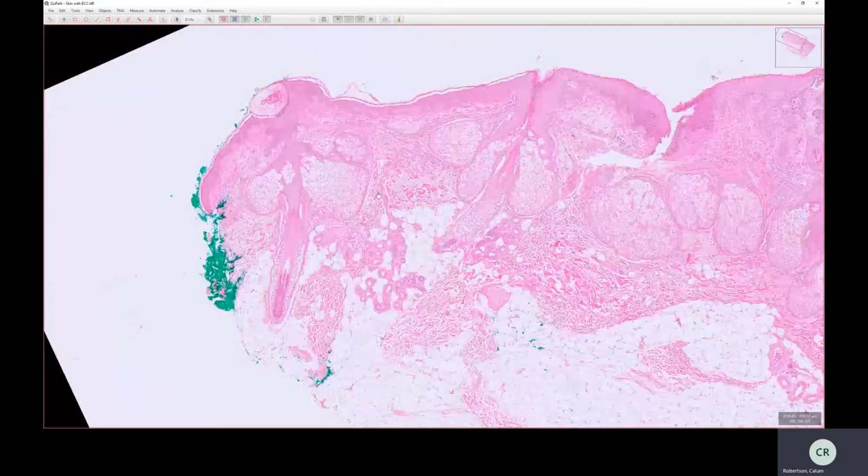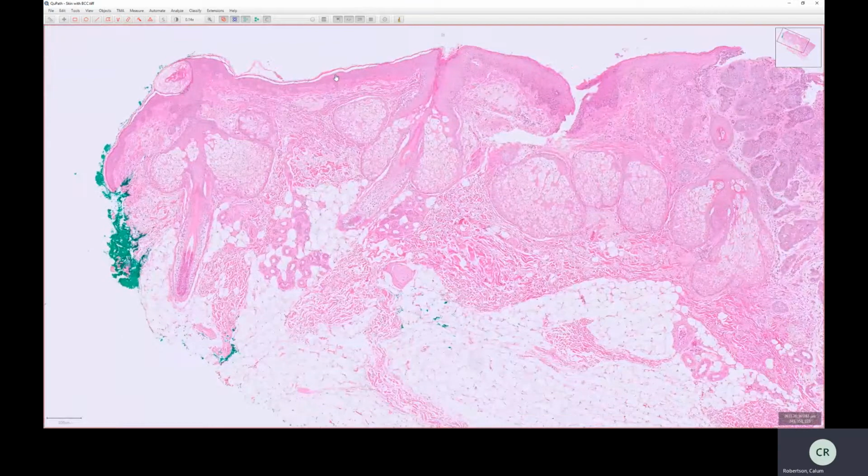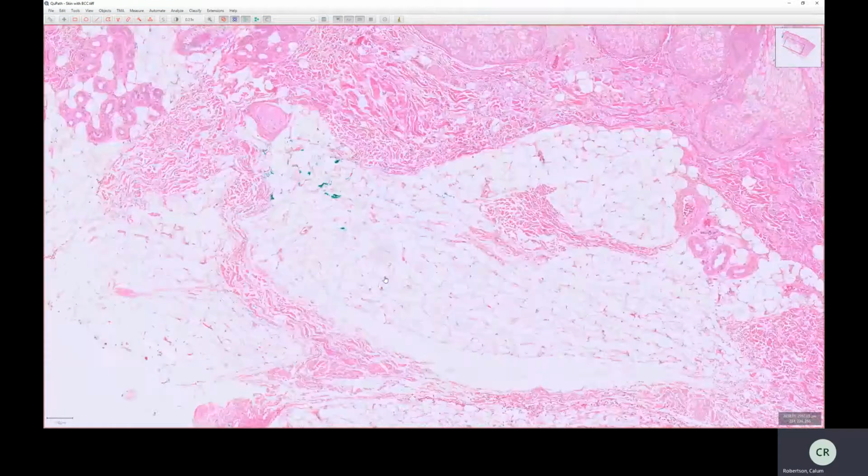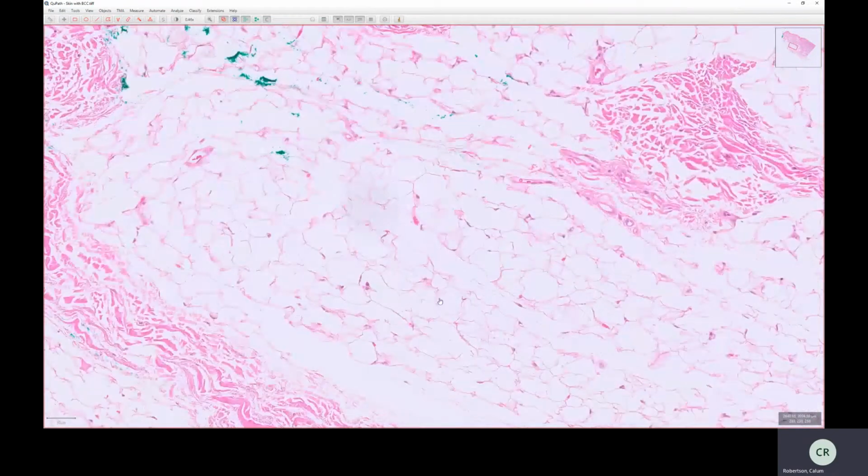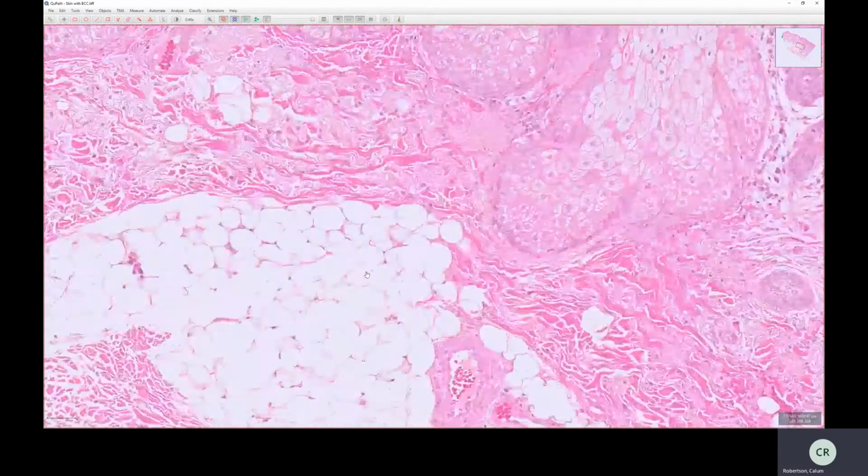Okay, so we've gone through the epidermis and the dermis. The subcutis is really just made of subcutaneous fat. So this is made of adipocytes. There's really very little to say about adipocytes.